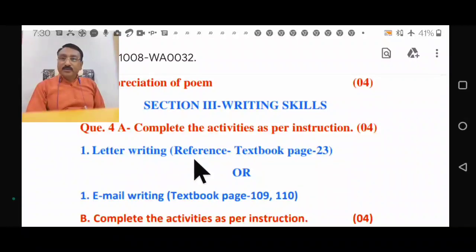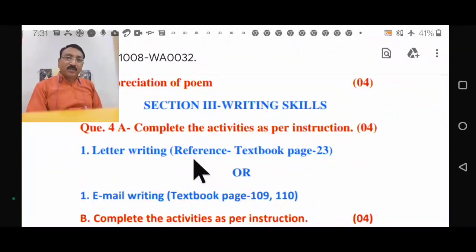While writing the address in the formal letter, the students need to be very careful about the punctuation marks and capital letters in the address particularly.